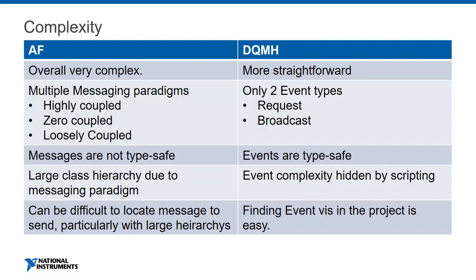The actor framework has multiple messaging paradigms. I talked about how it's a little bit more difficult to send messages up the tree. So it's got loosely coupled and zero coupled and highly coupled messaging. And part of the reason for that is to encourage reuse. So there's a whole theory behind that. If you take the actor framework class, I'll tell you all about it, or you can troll in the forums and find where they talk about that.